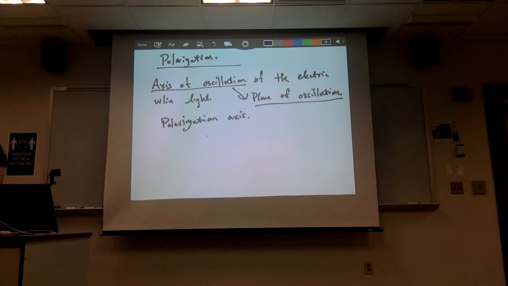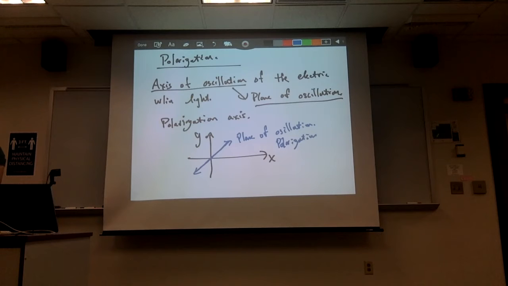So what does that mean? So that means if I had here was my spatial dimension, so this was x and y. In this case, let's say my electric field is oscillating along this particular axis here. So this would then be my plane of oscillation, also known as the polarization axis.